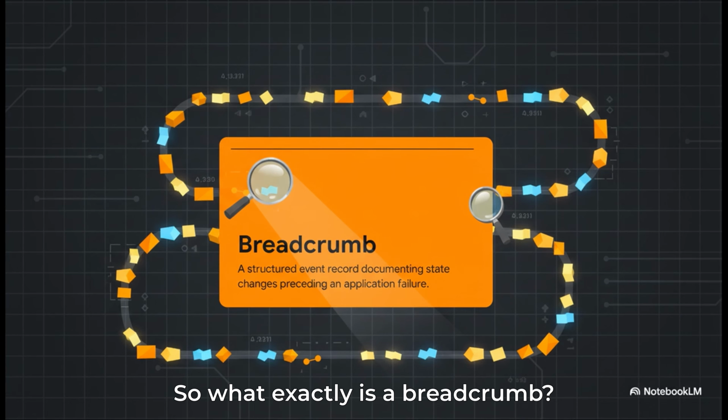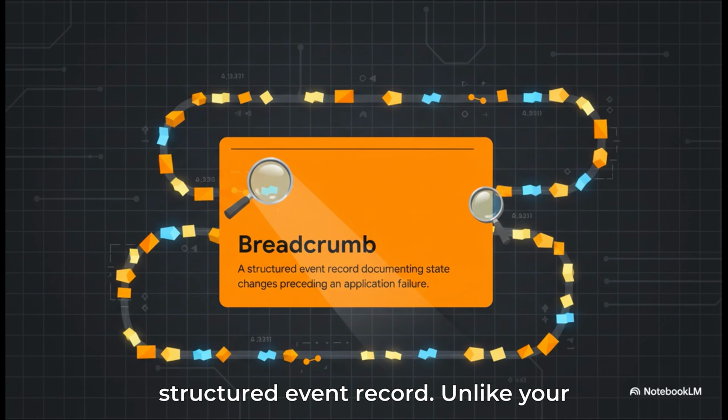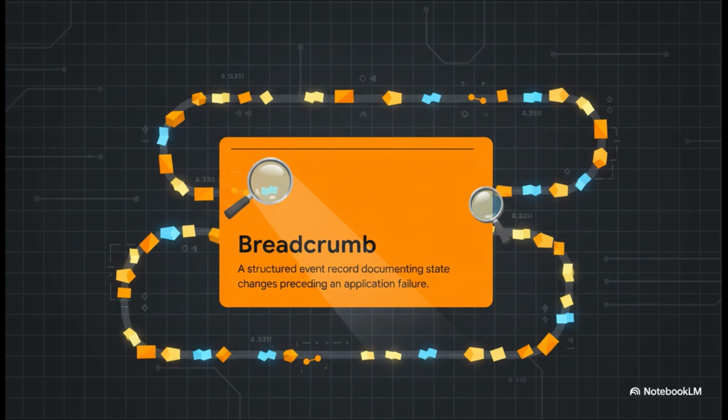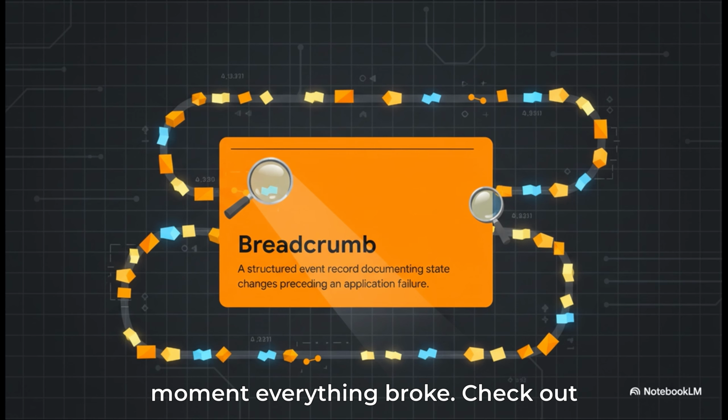So what exactly is a breadcrumb? Well, think of it as a highly structured event record. Unlike your traditional messy server logs, breadcrumbs document the exact state changes and interactions leading right up to an application failure. It is essentially the chronological timeline of your user's journey, right up to the very moment everything broke.